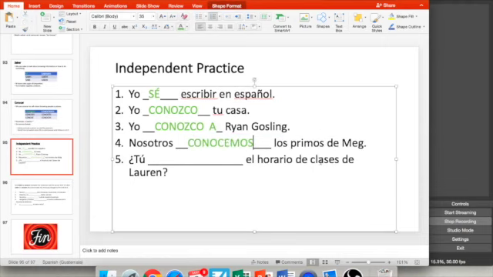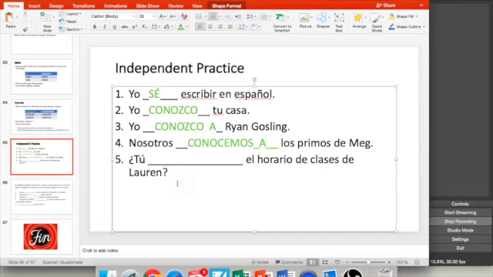However, because whatever follows conocer in this case is a person, I do need a personal a. I'm going to say that nosotros conocemos a los primos de Meg. Okay? And then finally, number 5, it says, tú blank el horario de clases de Lauren. Do you know the schedule of classes of Lauren? I'm not asking, do you know Lauren? I'm asking, do you know Lauren's class schedule?